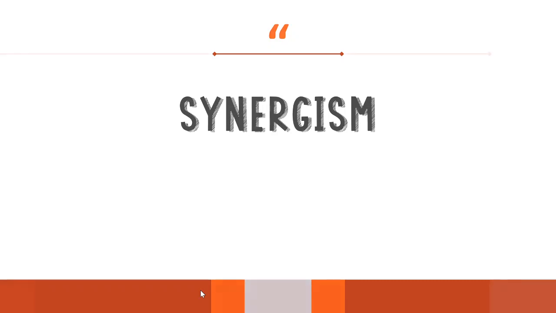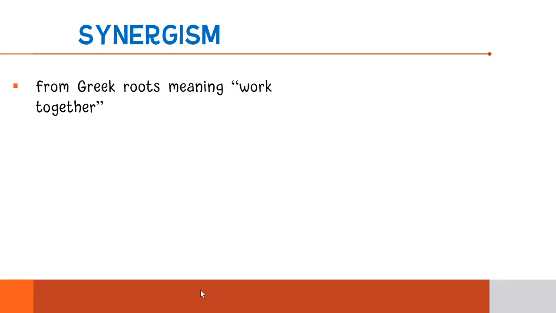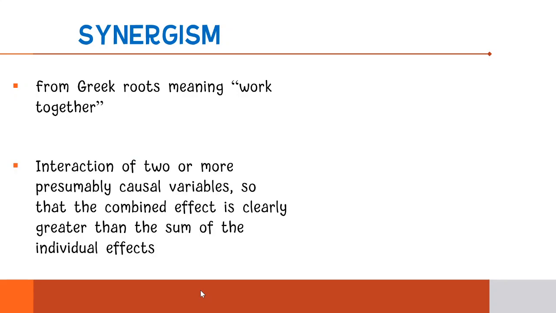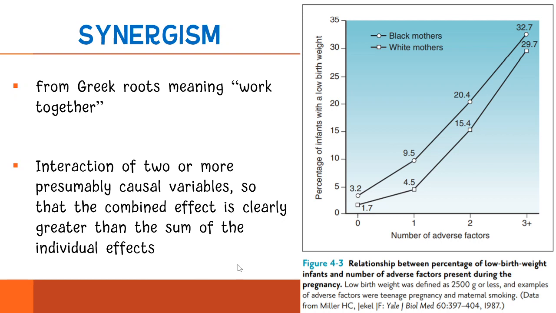Next is synergism. Actually, there are many research studies about synergism. So, what is synergism? It comes from the Greek roots meaning work together, and it is the interaction of two or more presumably causal variables so that the combined effect is clearly greater than the sum of the individual effects. So, try to look at this graph: the relationship between percentage of low birth weight infants and number of adverse factors present during the pregnancy. An example of an adverse factor here is teenage pregnancy, maternal smoking, alcohol drinking, or drug use.